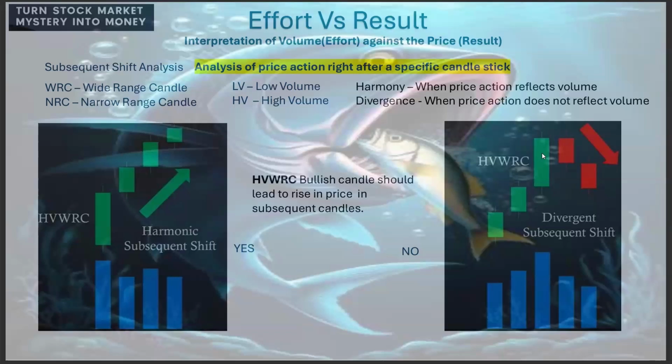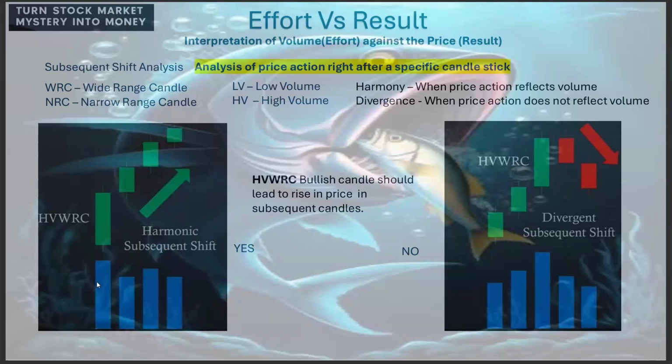One other thing you can see is that when the high volume wide range candle happens at the beginning of the trend, that supports the subsequent shift for the price to go up. But when it happens at the top of the trend, the shift is to go down. This is the difference. How do we take context here? Exactly, we look at the place where this candle is happening.